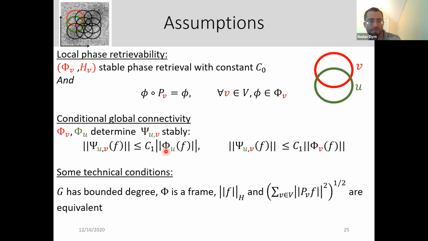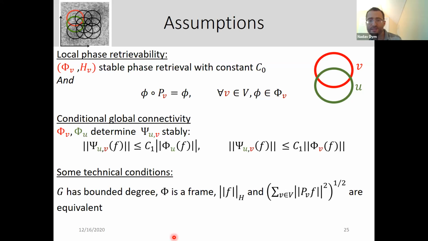Except for that, there are also some technical conditions: that the graph is bounded degree, that phi is a frame, which means that if I could keep the magnitude, then I could do stable reconstruction, and that these norms are equivalent.